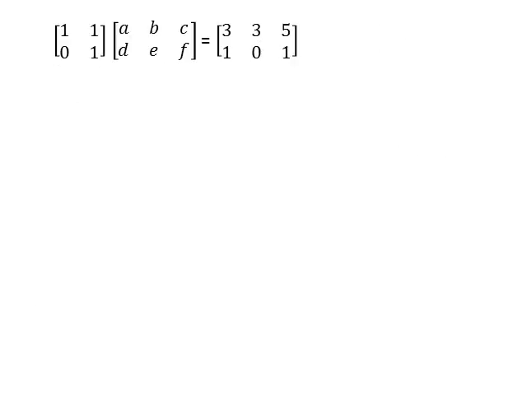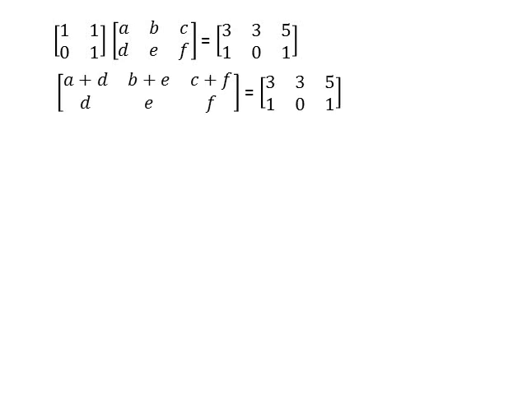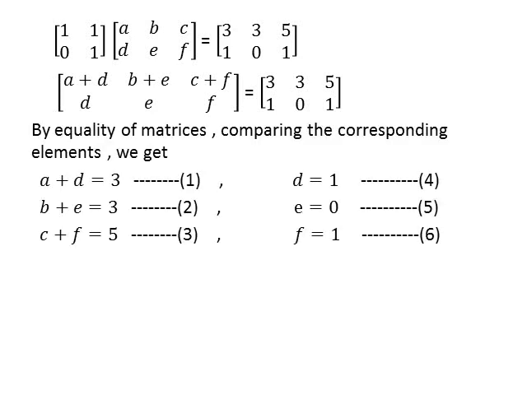Now in the given equation, in place of X, write this assumed matrix. Now following the rule of matrix multiplication, take the product of the two matrices written on the left hand side as shown. By equality of matrices, compare the corresponding elements. We get A plus D equals 3, B plus E equals 3, C plus F equals 5, D equals 1, E equals 0, F equals 1. Mark these equations as 1, 2, 3, 4, 5 and 6 respectively.